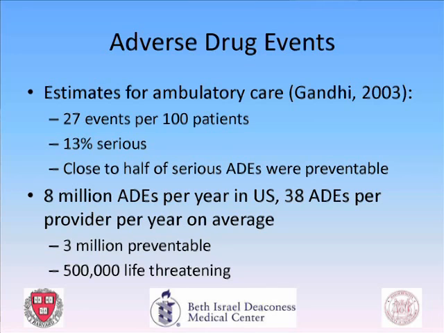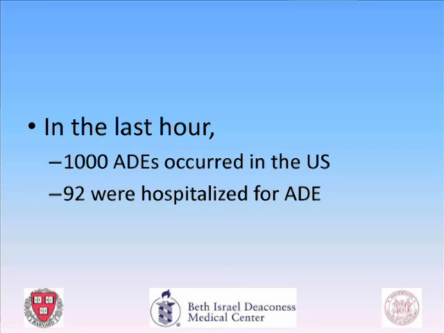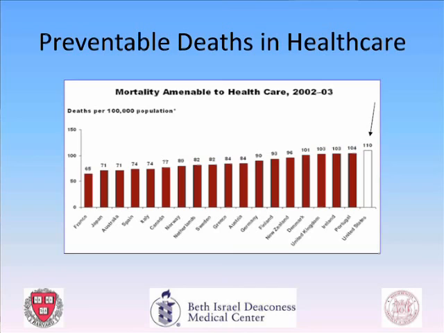We knew about the drug-drug interactions. We knew they were allergic to the medications, and still those medications were given to the patient. In the United States, there are about 8 million adverse drug events per year, and that's about 38 adverse drug events per provider per year on average. There are 3 million preventable adverse drug events, and 500,000 of those are life-threatening. In the last hour alone, there were 1,000 adverse drug events here in the United States, and 92 were hospitalized as a result of these adverse drug events.